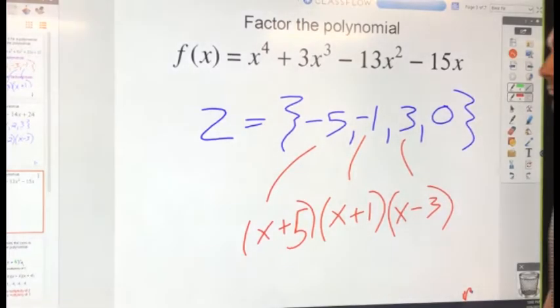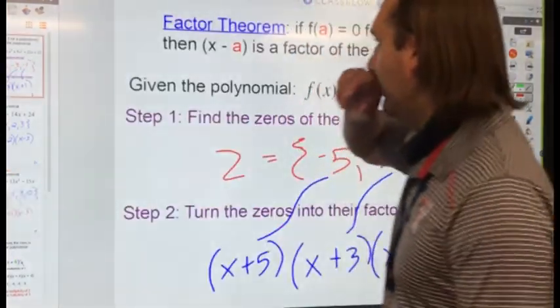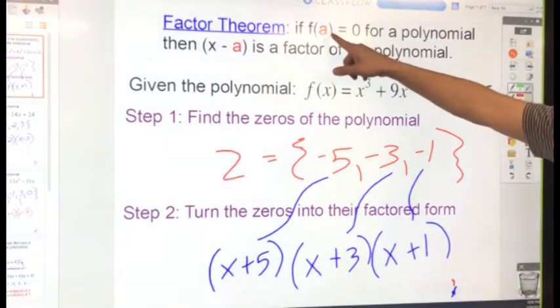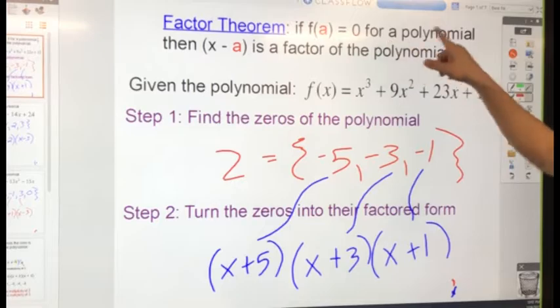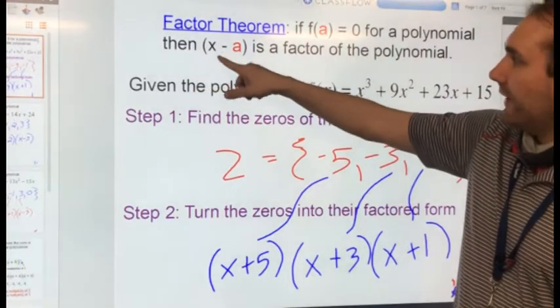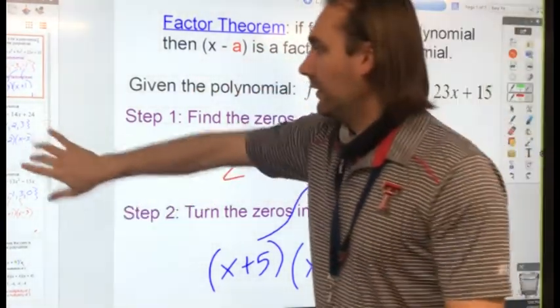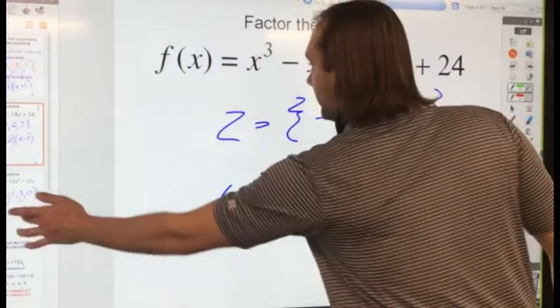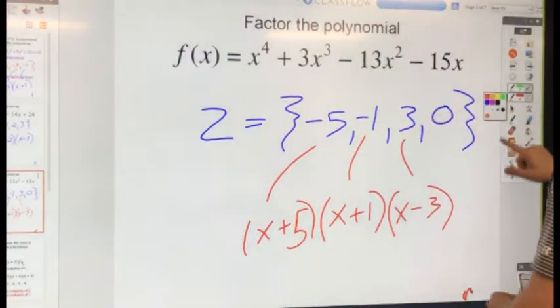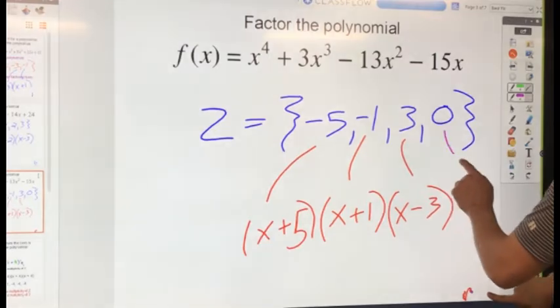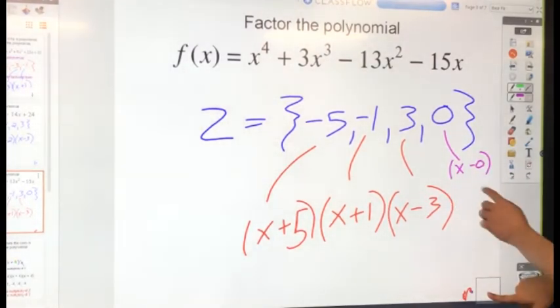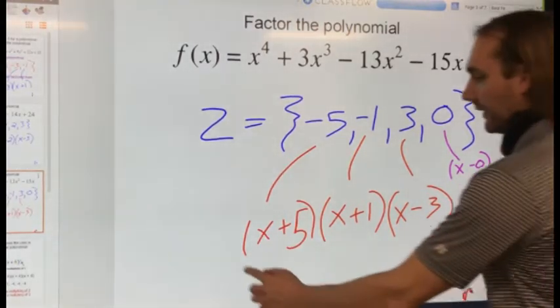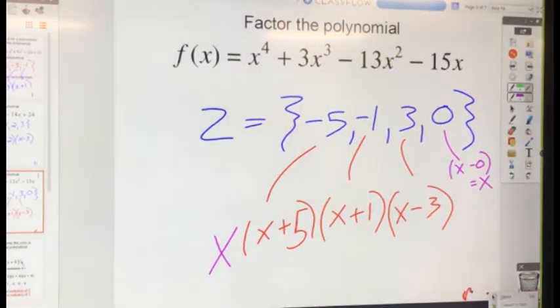X. I don't know. Well, let's look at the theorem one more time. If f of a, so in this case the zero is 0, so f of 0 equals 0, then the polynomial is factor form x minus, in this case, 0. So the factor form would be x minus 0, which simplifies to what? Just plain old x. So the factor form of 0 is just x, which makes sense.